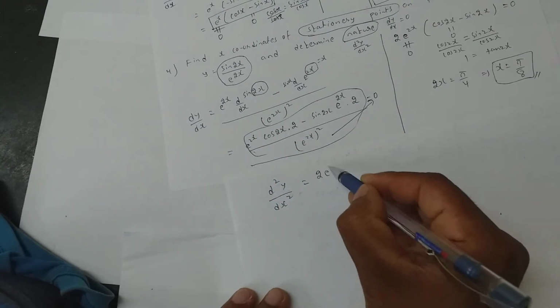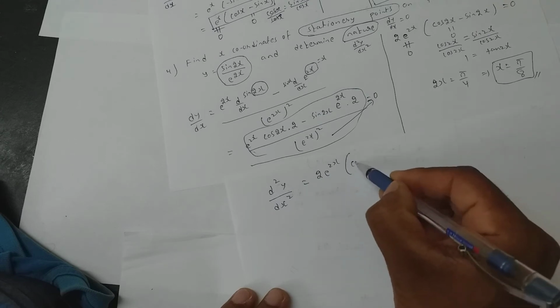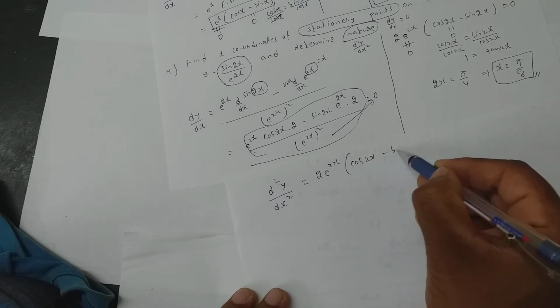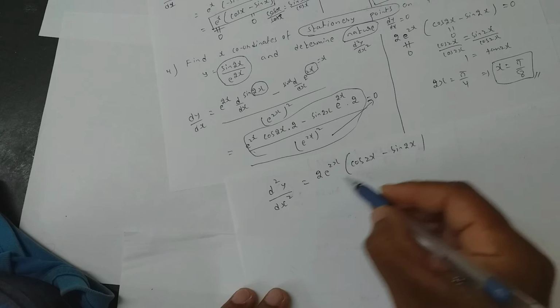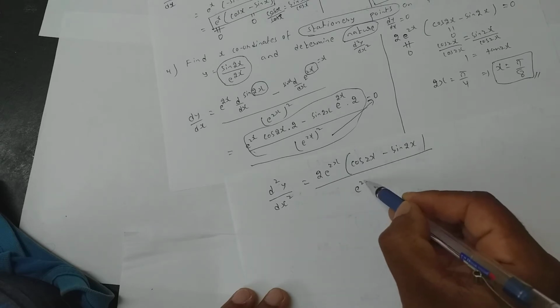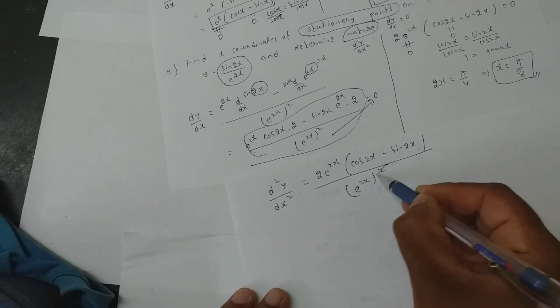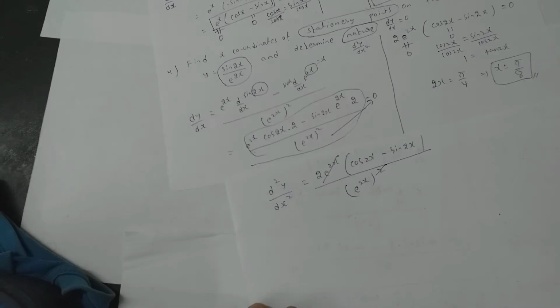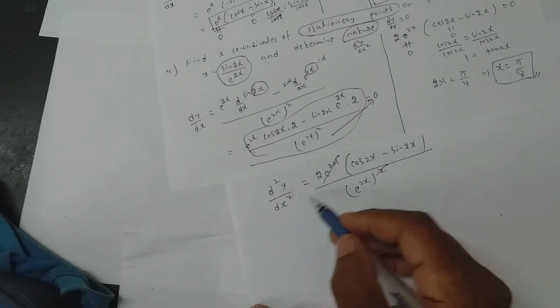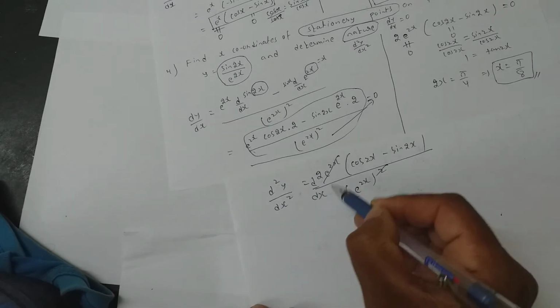Had I taken 2 e power 2x common, what was in the numerator? Cos 2x minus sin 2x by e power 2x whole square it was. Then square and this gets cancelled. So now to get d square y by dx square, I need to differentiate it.